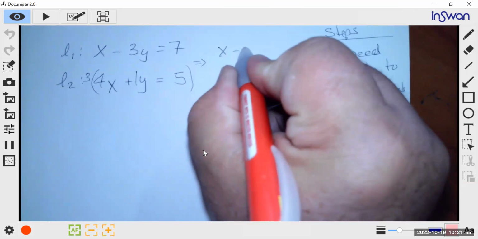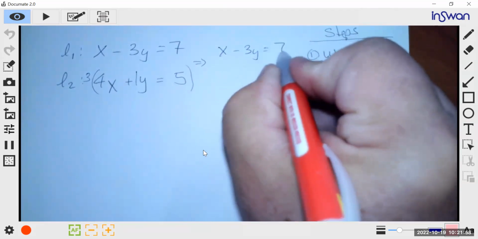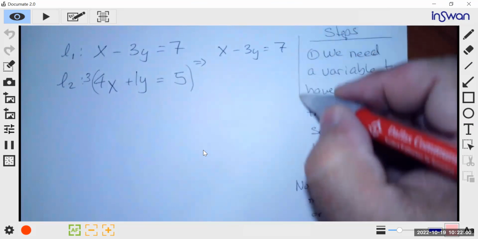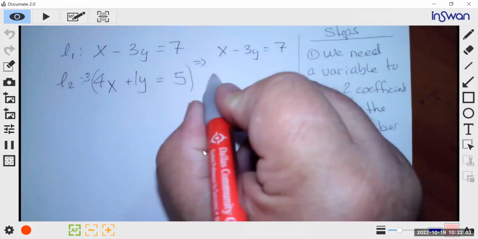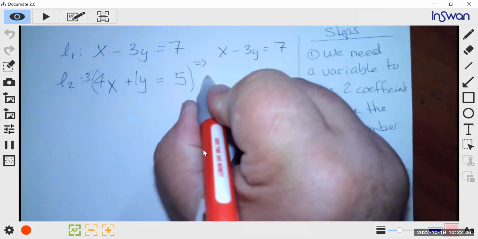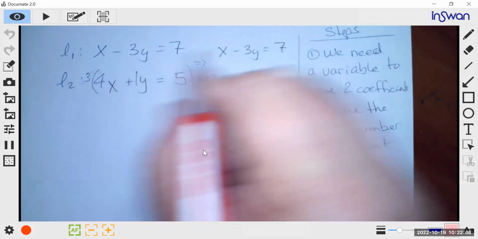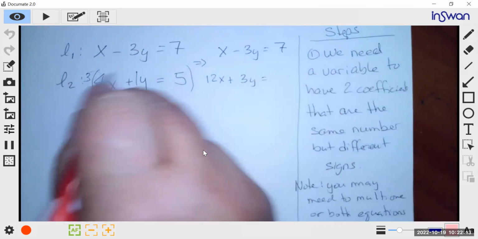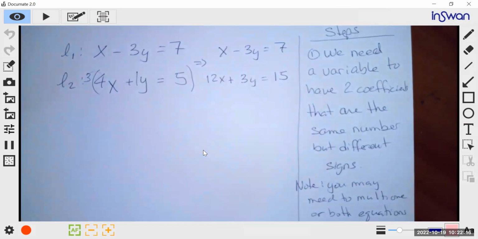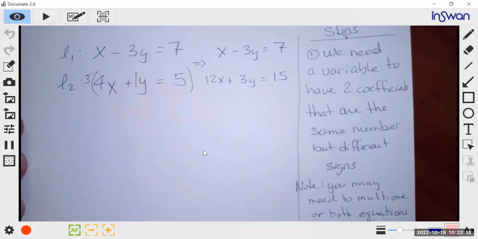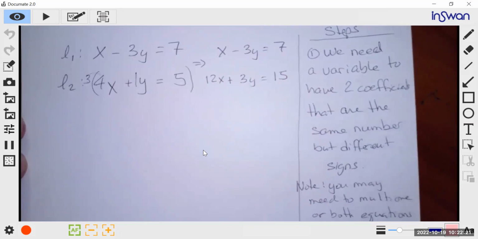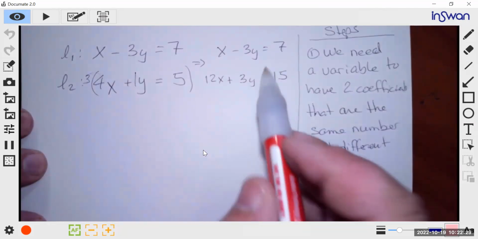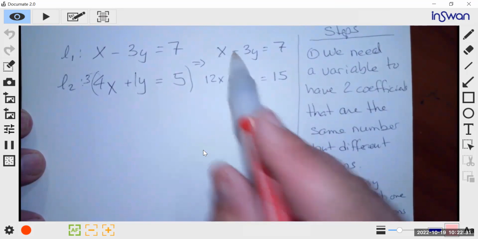We have x minus 3y equals 7. So if 3 times 4 is 12, 12x. 3 times 1 is 3, y. 3 times 5 is 15. So you can manipulate one or both equations to make them have the same coefficients but different signs. You notice now the y's, they both have a 3 and different signs.